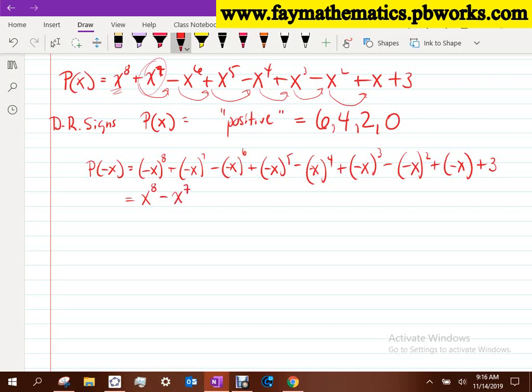This is going to be a positive, but there's a negative out front, so negative x to the 6th. This is going to be negative, and there's a plus out in front, so it's going to be negative x to the 5th. This is going to be positive, but there's a negative out in front, so it's negative x to the 4th. This is going to be negative, there's a positive out front, so it's going to be negative. This is going to be positive, but there's a negative out front, so it's going to be negative. And this is a negative x, and then plus 3.